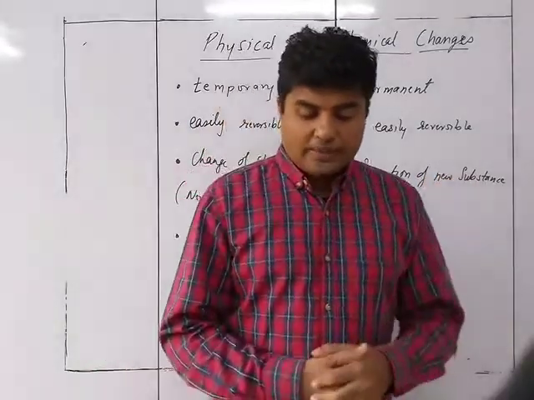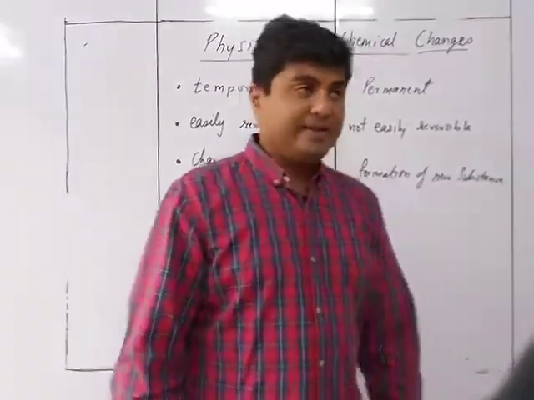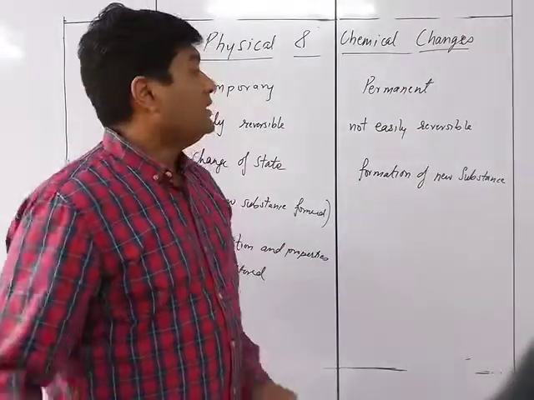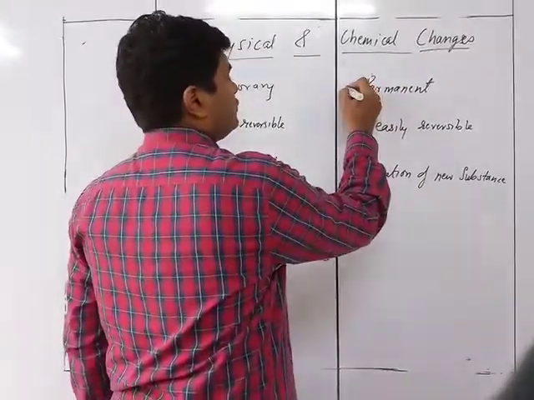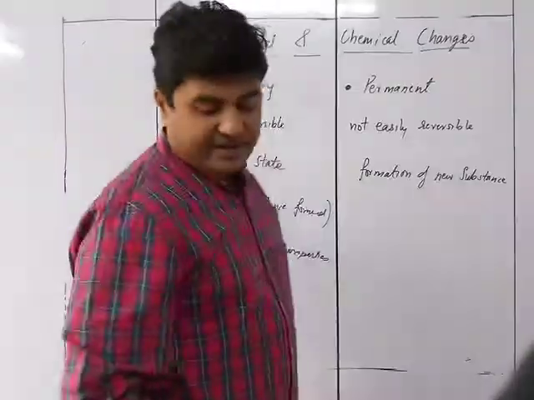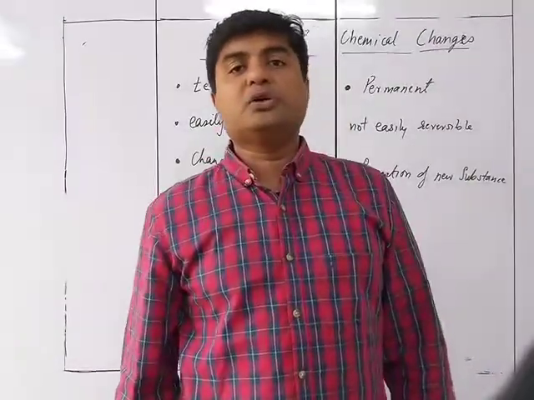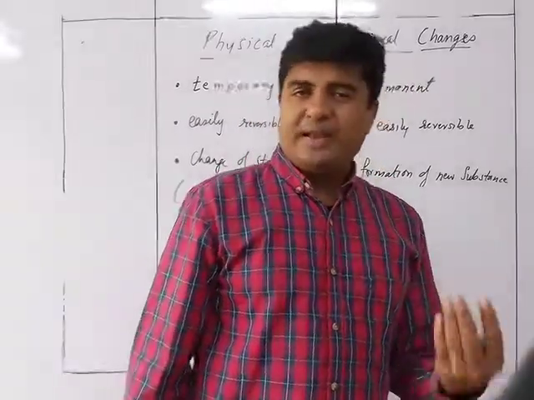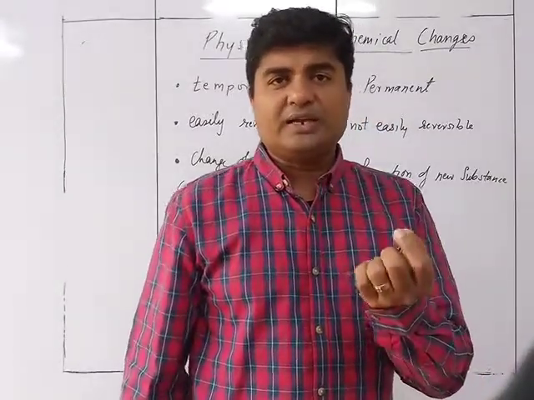Got it? So what are the properties of a chemical change? First thing, the chemical change is permanent. It's a permanent change. That means it is not possible to reverse that change. वो change फिर से वापस वही जगह पे नहीं आएगा. मैंने एक पेपर को जला दिया तो it has gone.